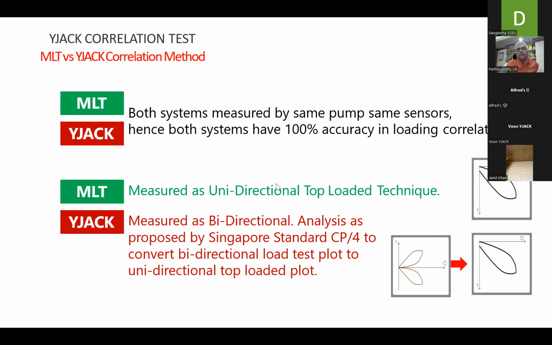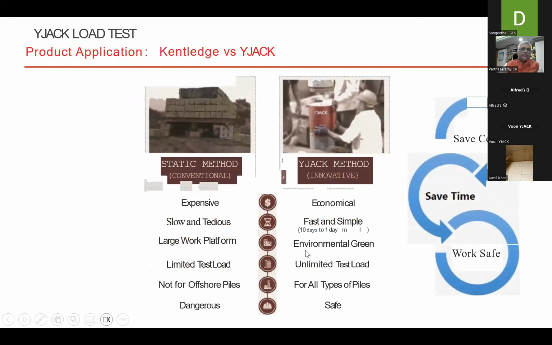Okay, so this has also been very popular in the industry. You can see the difference between the static and the YJack methods in safety issues, time constraints, and also the economics, particularly when you're testing large loads. So this bidirectional test becomes very economical.